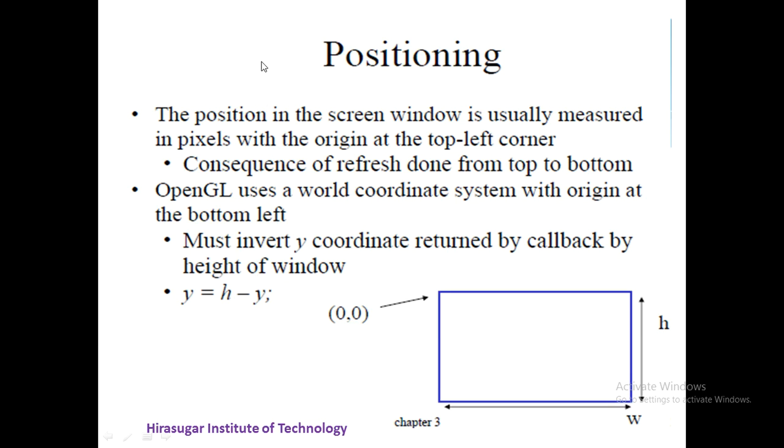Y is 20 for the operating system at this point. But y is 20 for OpenGL somewhere here, right? Then how to do this? You know the height of your window. Height minus y. Then y, what you will get? Height minus y. Automatically you will get 20, right?